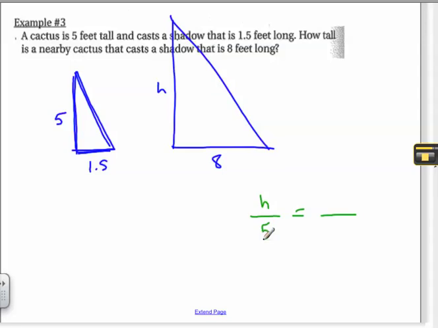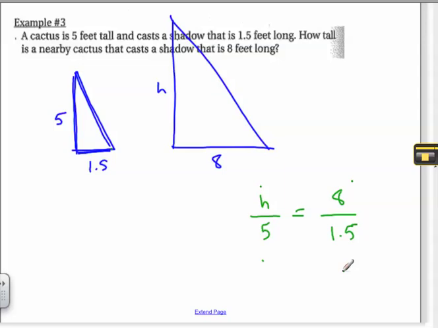Now, Zachary's going from right to left. Okay? He's putting the big one on top and the small one on the bottom. That's fine. But he needs to do the same thing in the other triangle, right? So, Zachary, what's the ratio for the other one? 8 over 1.5, right? So the two big measurements are on the top, the two small measurements are on the bottom. It doesn't matter which way, as long as I have the same for both fractions, right?